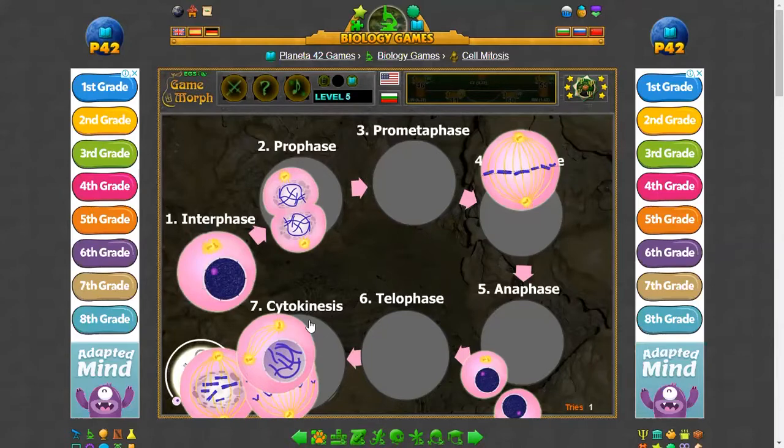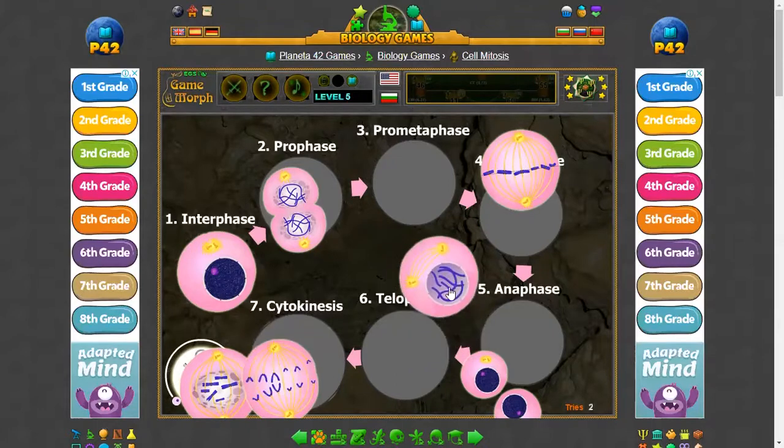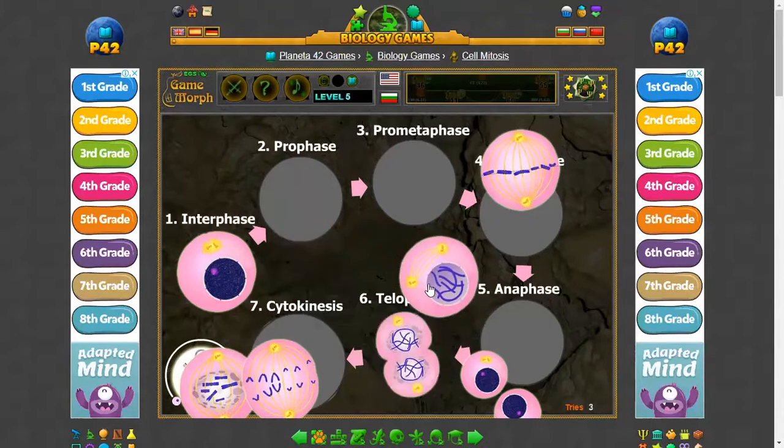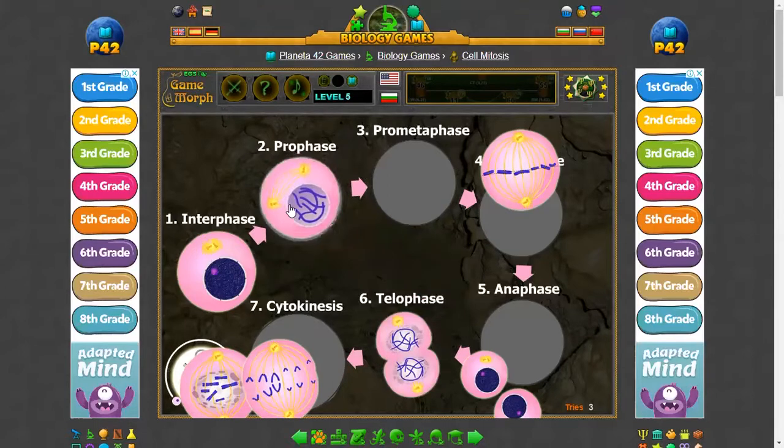The second phase is prophase. What happens in the prophase? Mitosis begins. Chromosomes condense from long strands into rod-like structures. Let's say it together. Where is it? This is a prophase.